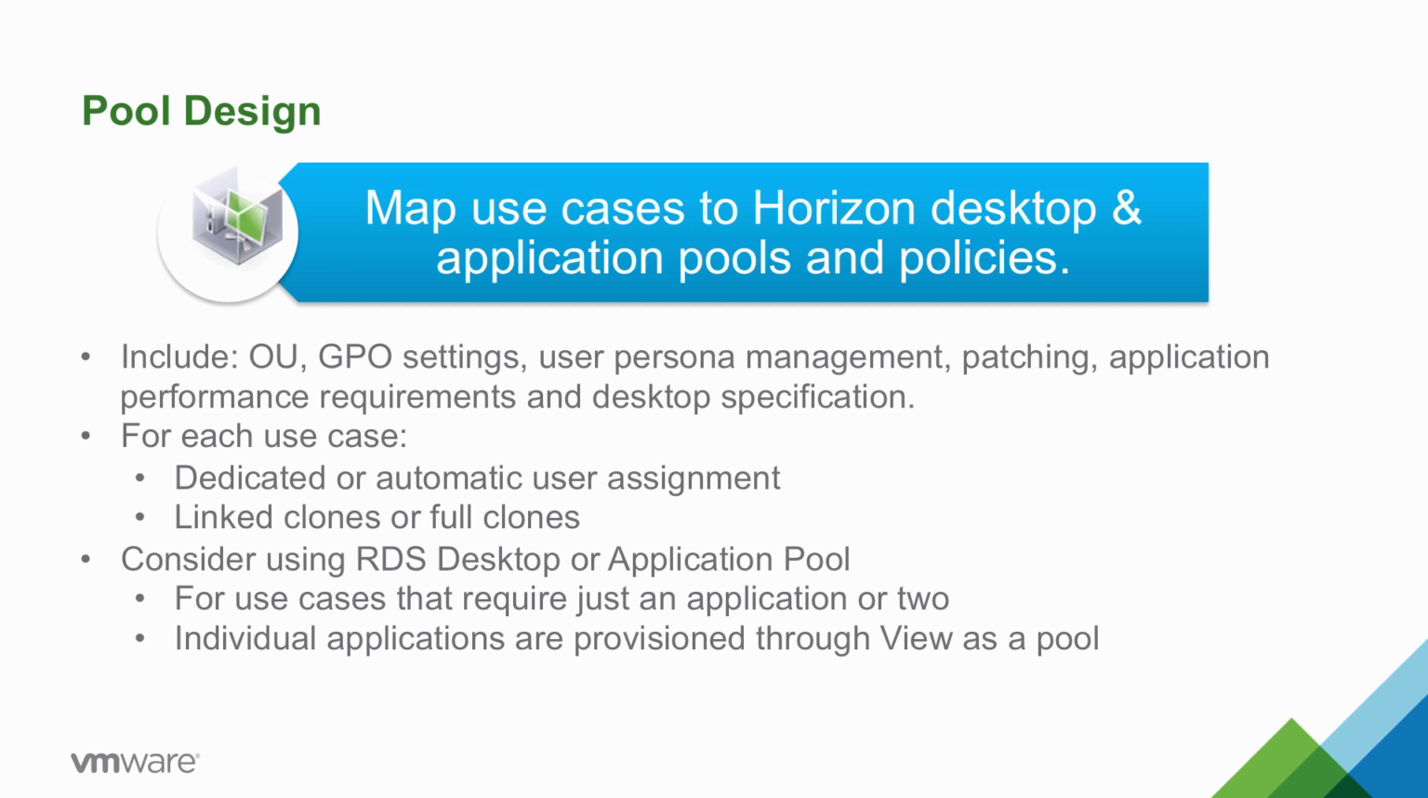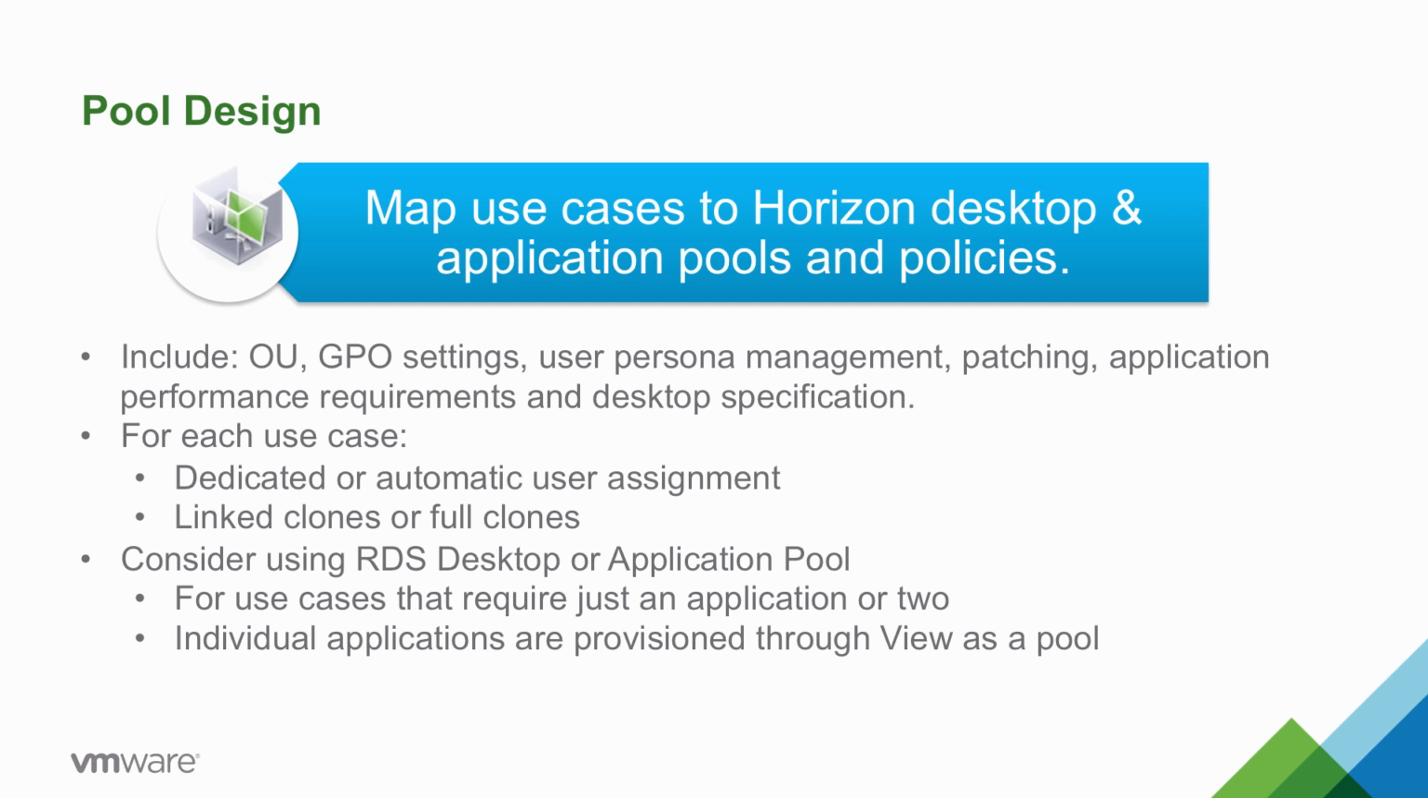So some things that I need to include in there are organizational unit GPO settings, user persona management. How am I going to take on patching, application performance requirements, and desktop specification? All of these things need to be taken into consideration when I'm building that pool. So in a lot of cases, we build pools for use cases. And then I have to decide, am I going to use linked clones or full clones? Is it going to be a dedicated assignment or a floating assignment?